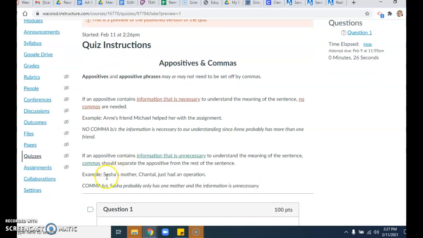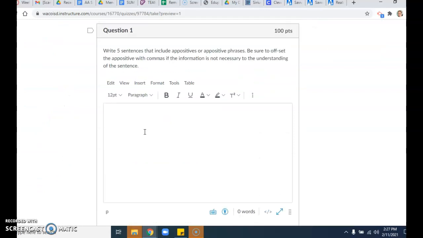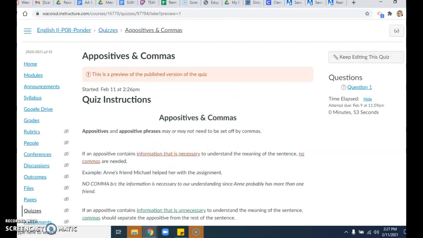So for instance, here's the one I put. Sasha's mom, Chantel, had just had an operation, all right? Odds are, if you say my mother, you're probably talking about one person in particular, and so that's why you wouldn't necessarily have to have her name there. All right, so go through, this is all you're doing. You're writing 5 sentences using appositives or appositive phrases and using commas appropriately. You need to have 5 sentences for that.